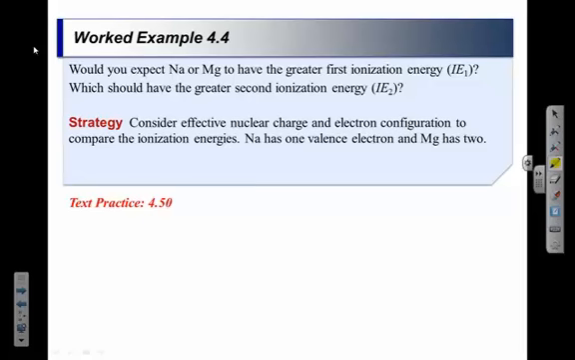So let's just do this quick example. Which will have a greater first ionization energy, sodium or magnesium? Magnesium, right. So for magnesium, I'm thinking about its ionization energy. I want to knock one of its electrons out. That electron's in the 3rd energy level. It's shielded by the first 2 energy levels, so there's a fair amount of shielding there. For sodium, I want to knock 1 electron out. Its electron is also in the 3rd energy level, shielded by the first 2 energy levels. So there's not a big difference in shielding.